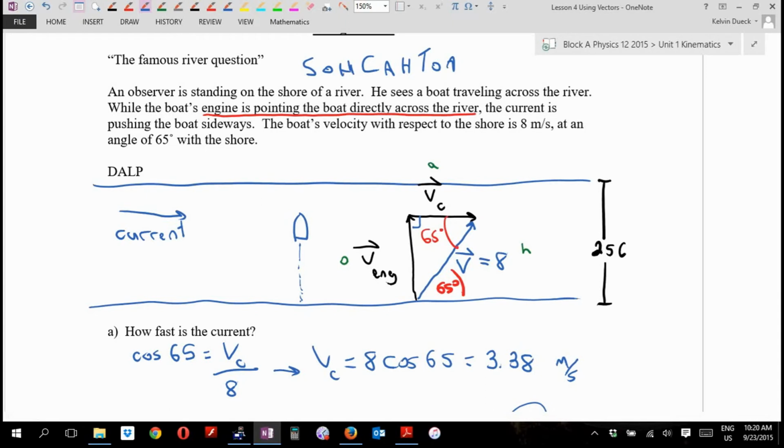And you guys laugh, but when we look at projectiles next unit, by far the most common mistake, kids put a vertical value into a horizontal equation. And it drives me crazy. And I haven't yet found a way to beat it out of you, but I'm working on it.